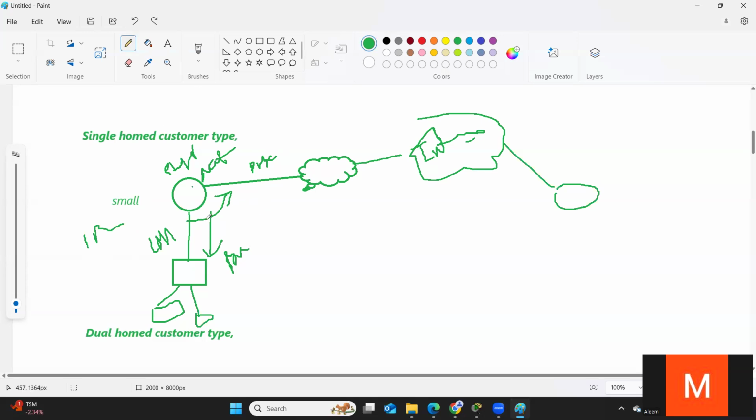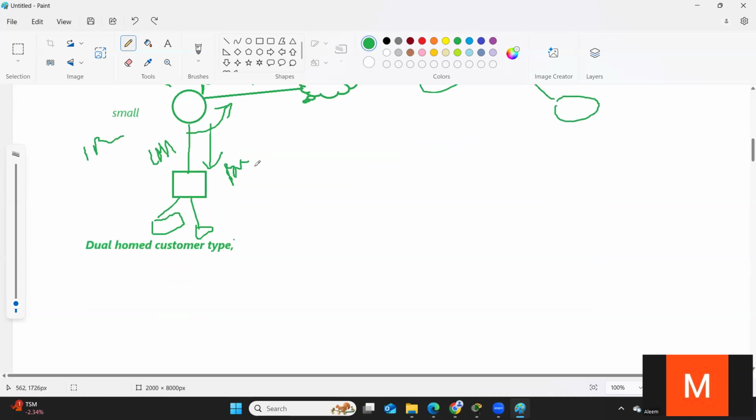If we are using the BGP protocol, you need AS numbers and all. So it is not required in this case either. Now move to the dual-homed customer type.